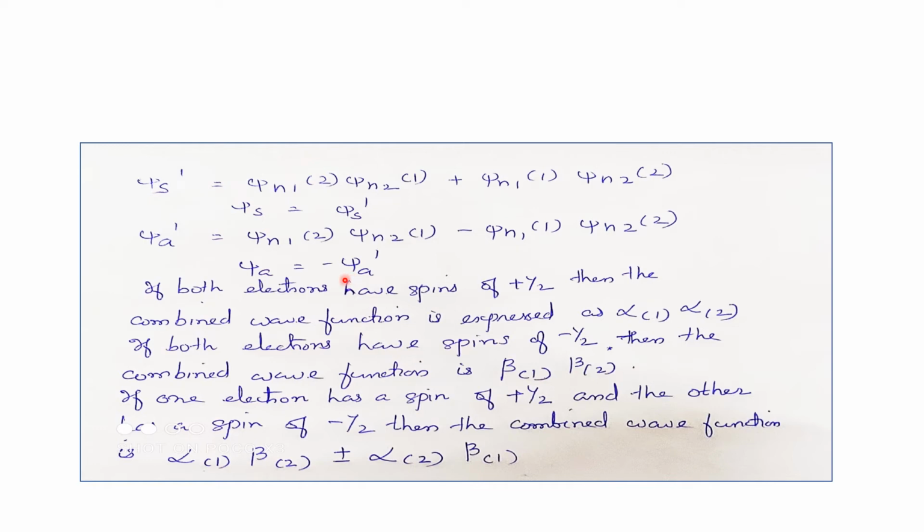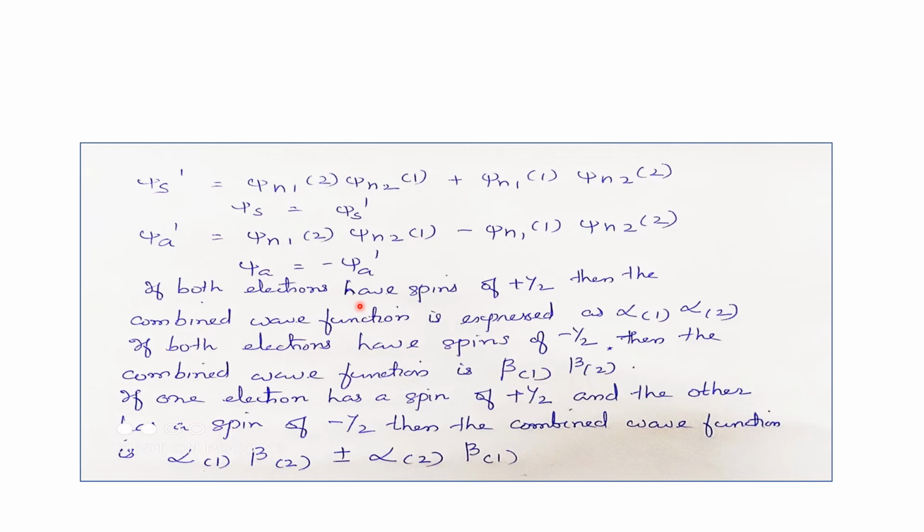So far, we have considered the orbital wave functions. These are based on the quantum numbers n, l, and m. But for the complete description of the system, electron spin must be included. The electrons have a spin of plus half or minus half, and let this be expressed as alpha and beta respectively. Alpha for up spin and beta for down spin.